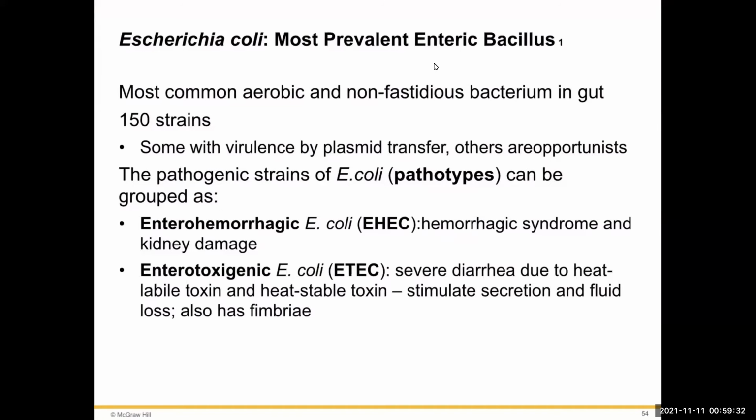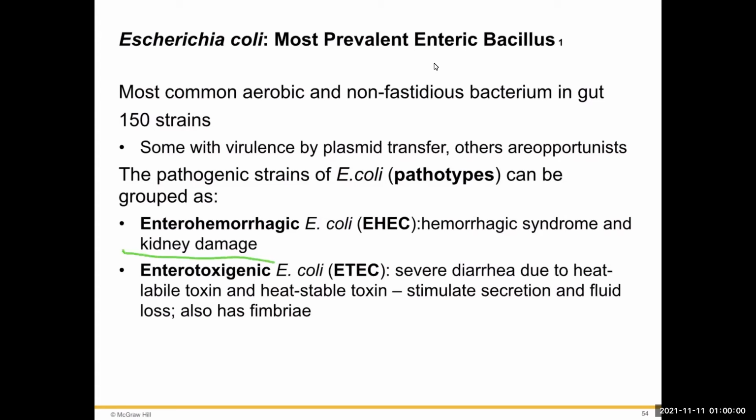E. coli is the most prevalent enteric bacillus. Most commonly aerobic and non-fastidious bacteria in the gut. There's 150 strains of E. coli. Some are virulent with plasmid transfers, a little ring of DNA that transfers. Others are opportunistic. The pathogenic strains of E. coli, the pathotypes, can be grouped as enterohemorrhagic, which is E. coli EHEC, which causes hemorrhagic syndrome and kidney disease. Okay.